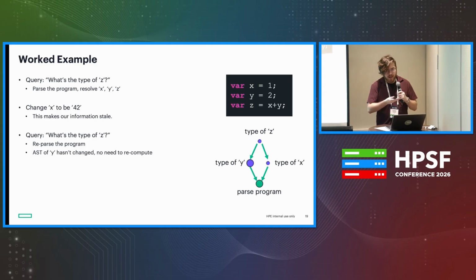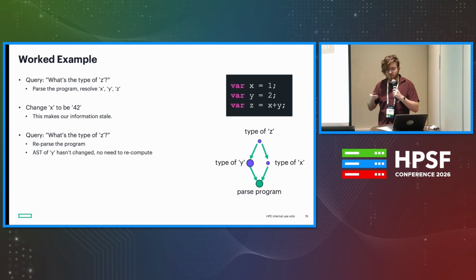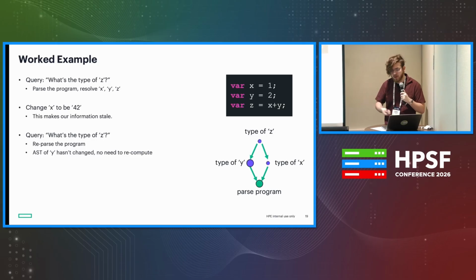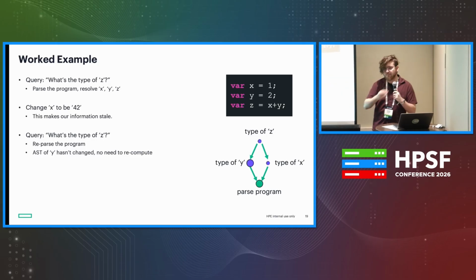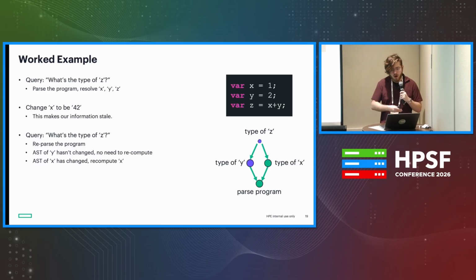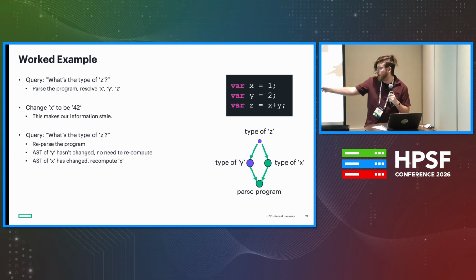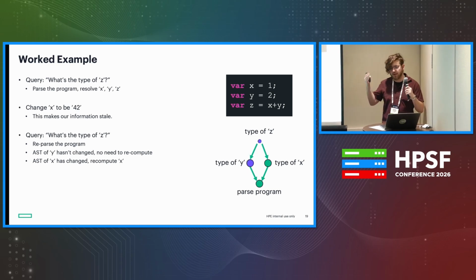The thing is, though, that the AST of y has not changed. So we don't have to recompute the type of it because all of its dependencies have not changed. So we can bring it back up to date but not do any extra work. The type of x, recomputing the type of x will happen again because its right-hand side changed from 1 to 42. So then that's brought back up to date, and I marked it green to indicate that it was recomputed.